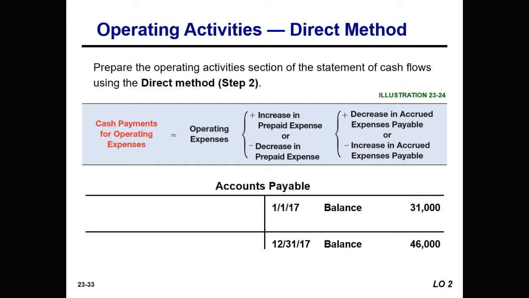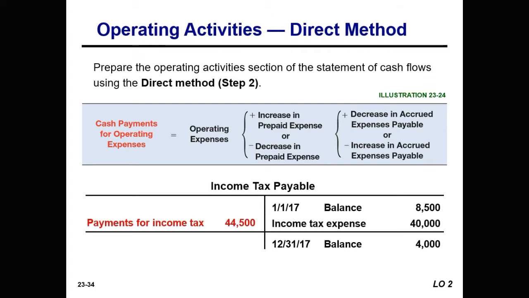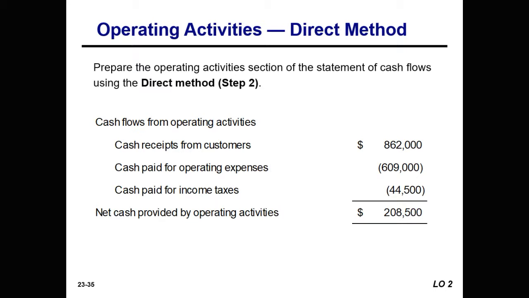We then look at what our cash payments for operating expenses are. And that is we add increases in prepaid expenses or decrease for decreases in prepaid expenses. And we add for decreases in accrued expenses payable, or we decrease for increases in accrued expenses payable. Giving us payments for operating expenses of $609,000. An income tax payable of $44,500.